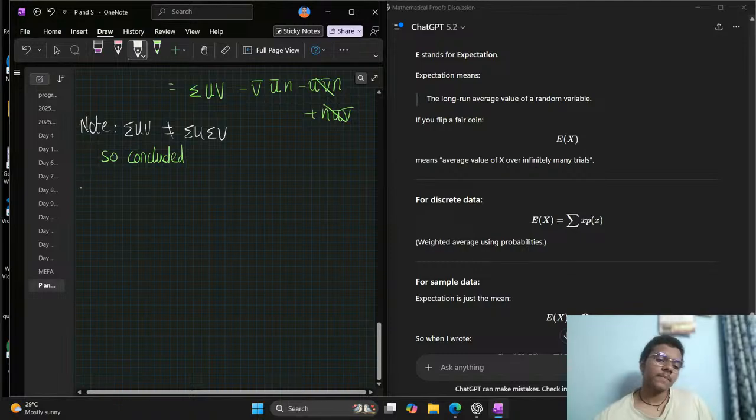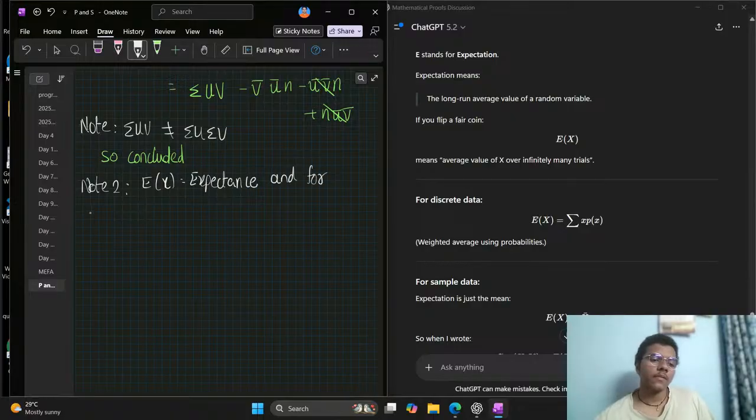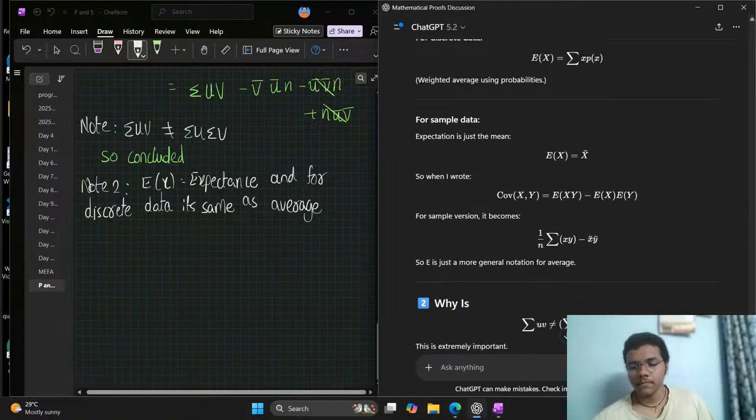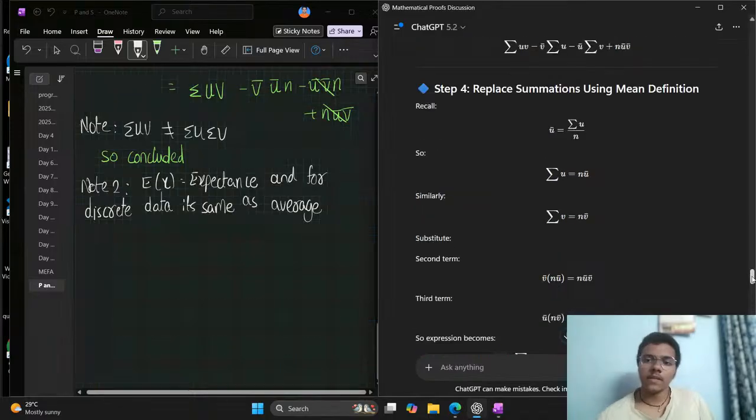Some notes. Let's do note 2 as well. E of x is equal to the expectance, and for discrete data it's the same as the average. Okay, that completely makes sense.